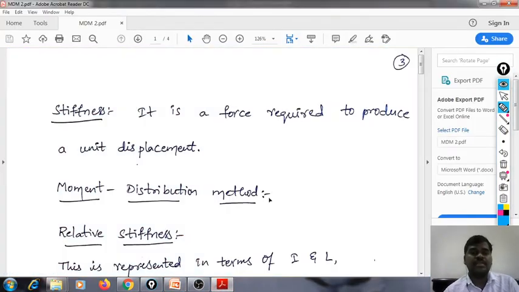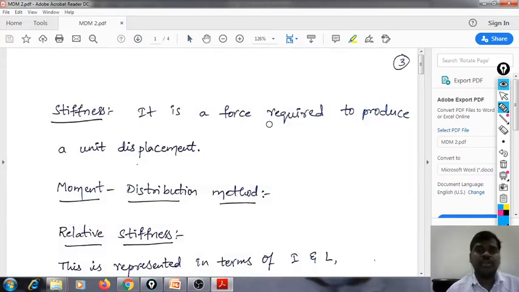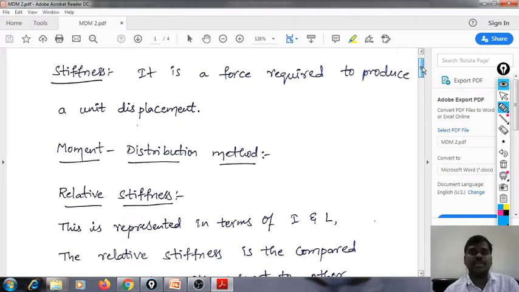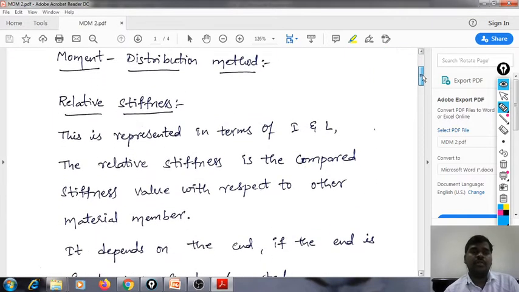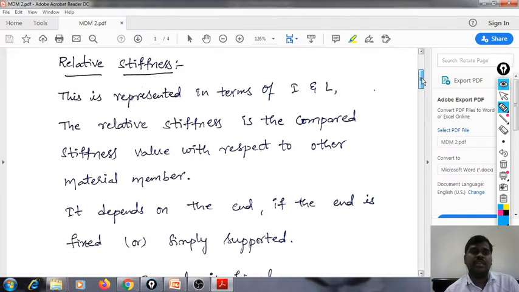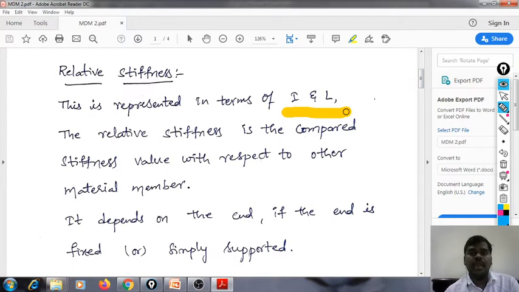Coming to stiffness, what do you mean by stiffness? It is nothing but the force required to produce a unit displacement. So stiffness plays an important role in the moment distribution method. Before that, relative stiffness is represented in terms of I and L, the moment of inertia and length of the segment of a beam.